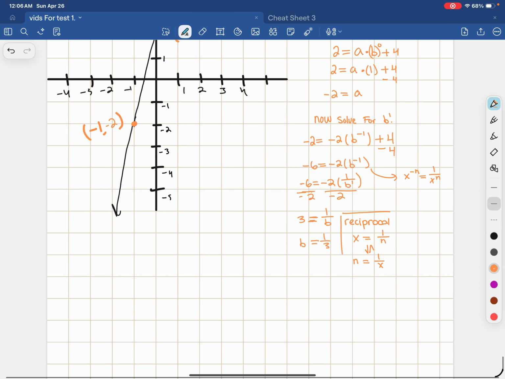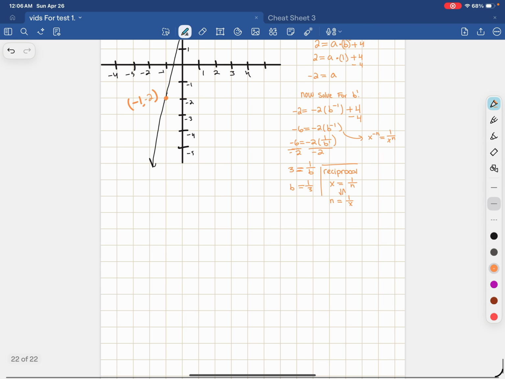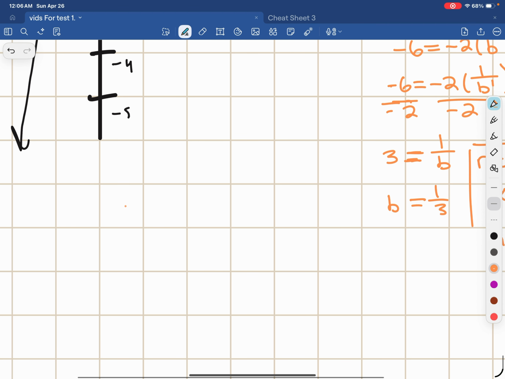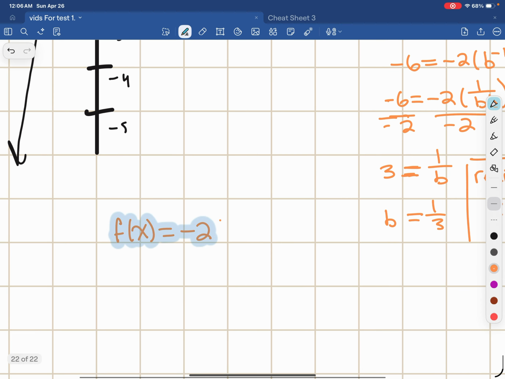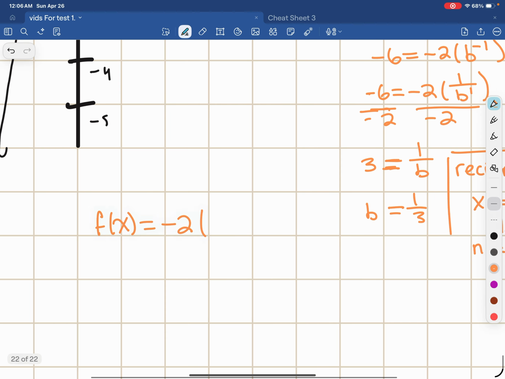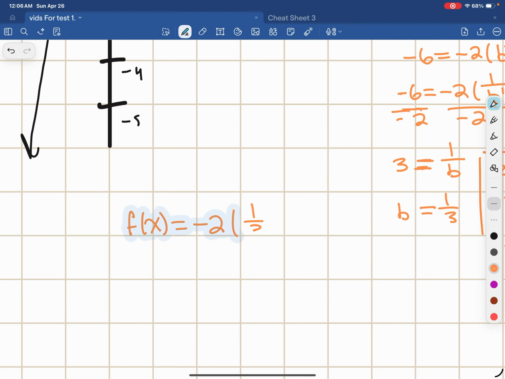And then we have to obviously plug this into our equation. We're not quite done. So our full equation should be f of x is equal to -2 times 1/3 to the x plus 4 will be our entire equation.